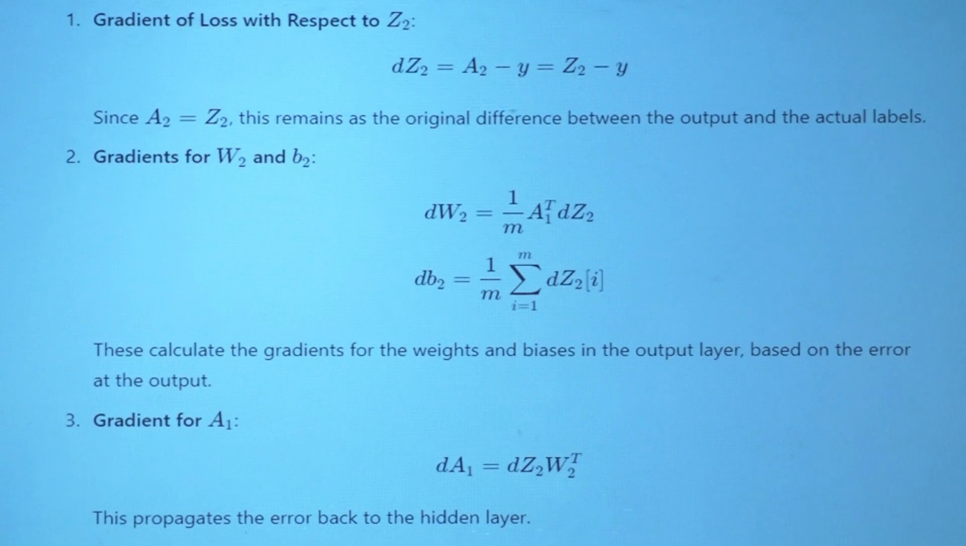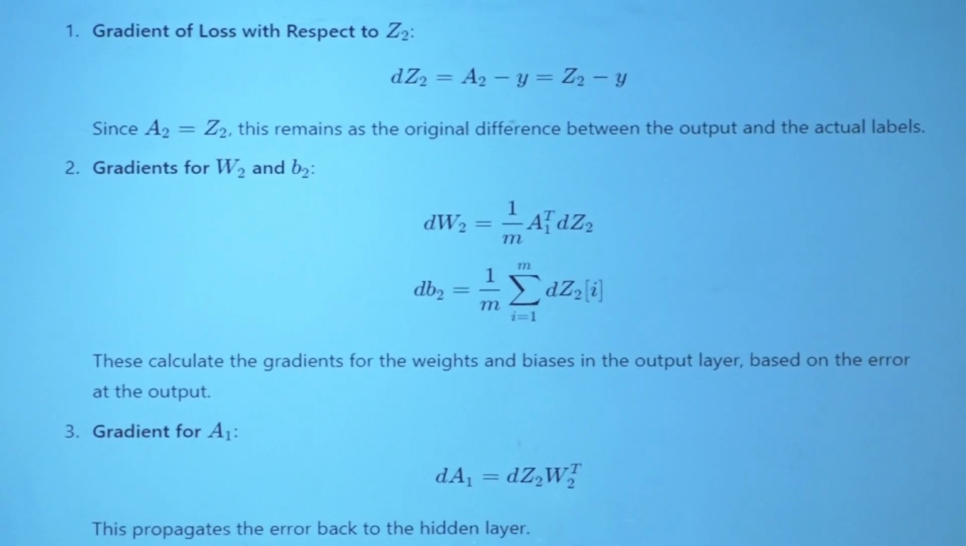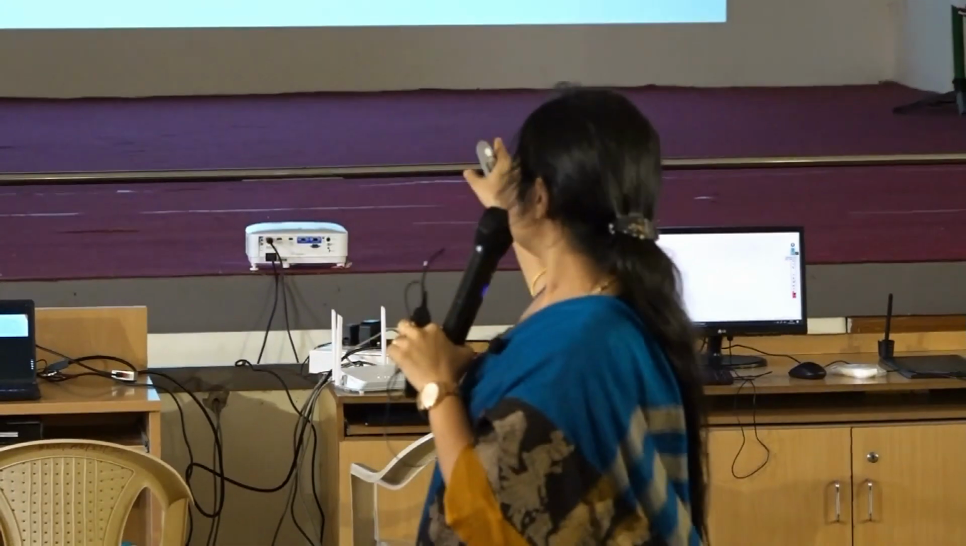Why do I have to take transpose there? What is A1? Activation function of the hidden layer, right? What is dZ2? Linear output. Now here, the number of neurons in the output layer may be different, and in the hidden layer it may be different.